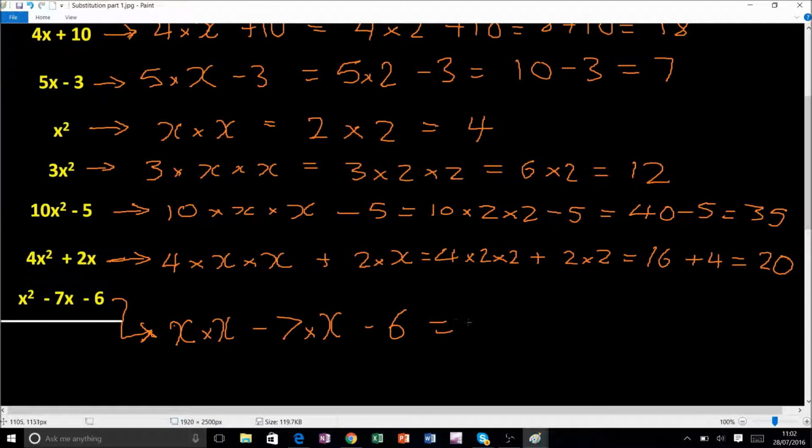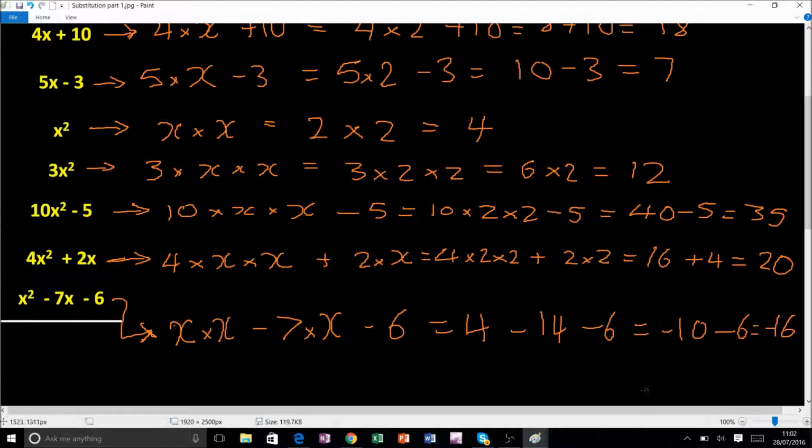So x times x is going to give us 2 times 2, which is 4. Take away 7 times 2, which is 14, and take away 6. So 4 take away 14 is going to give us minus 10. Minus 10 take away 6 is going to give us minus 16.